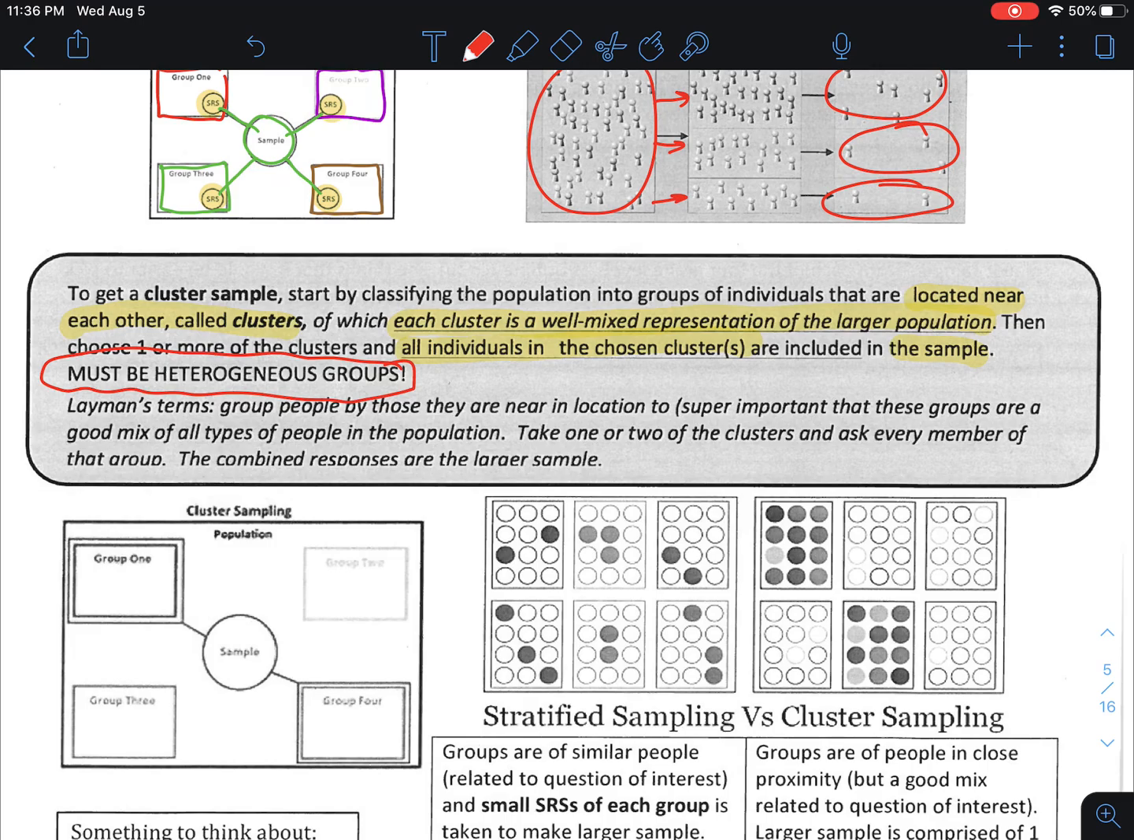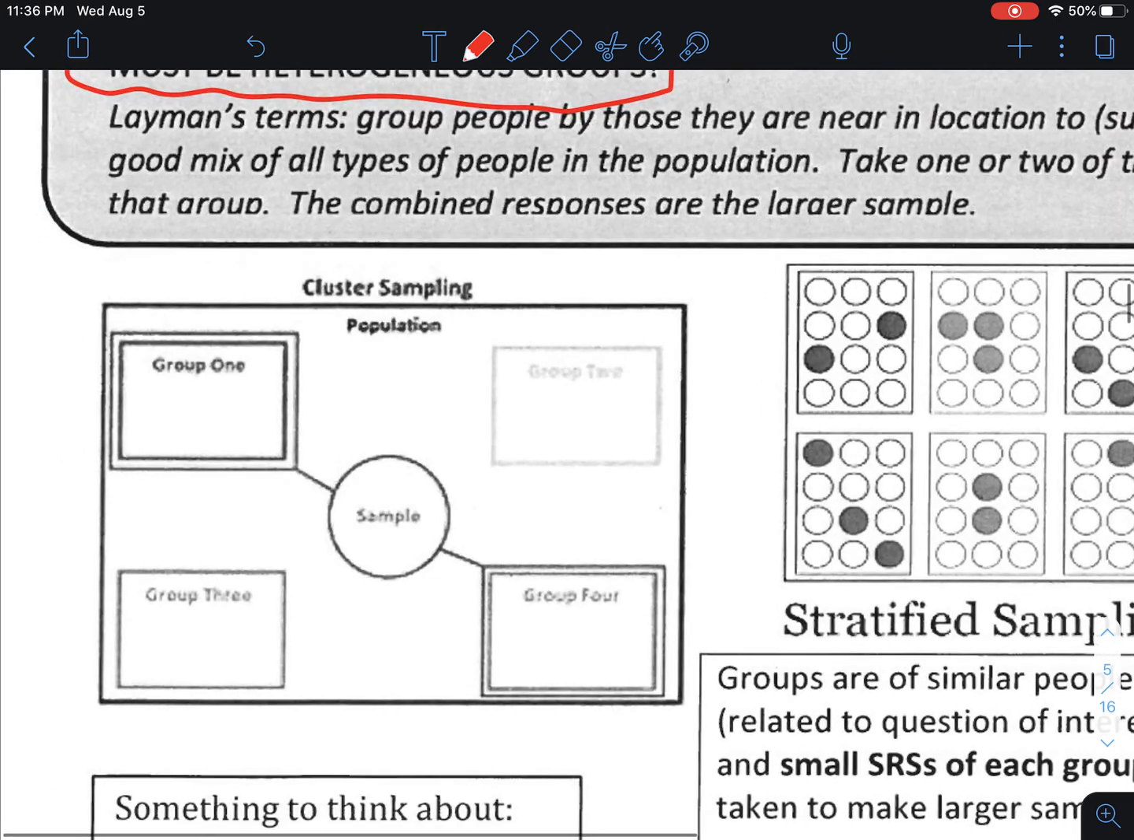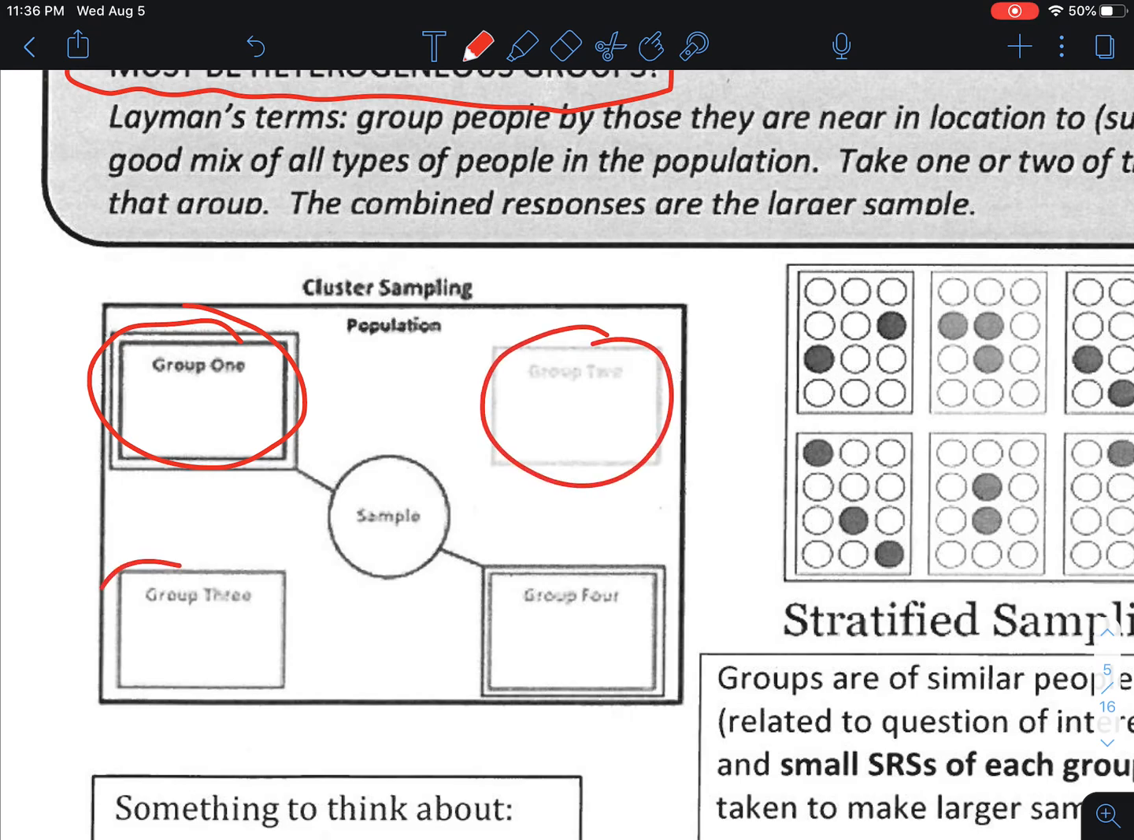You take 1 or 2 or some number of clusters randomly selected, and you ask every individual, every member of those clusters. So maybe the English hallway and the math hallway. Every person in that hallway at that time gets asked the question. Okay? So here's how this works. Group 1, well mixed, close to each other. Group 2, well mixed, close to each other. Group 3, well mixed, close to each other. Group 4, well mixed, close to each other.